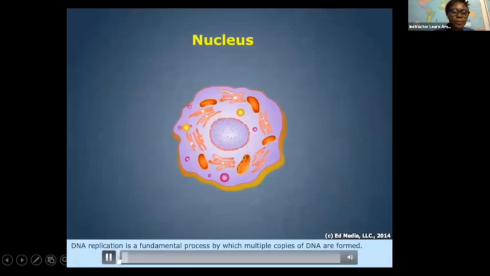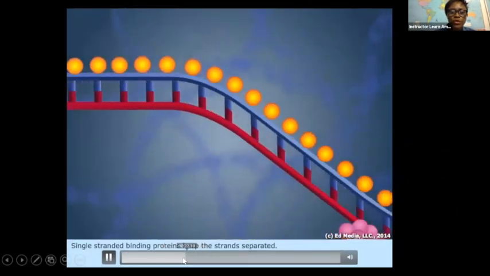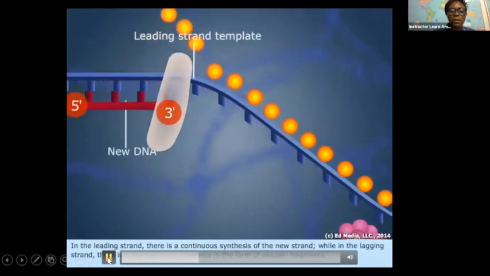I wanted to show you those strands. In the leading strand, there is a continuous synthesis of the new strand.